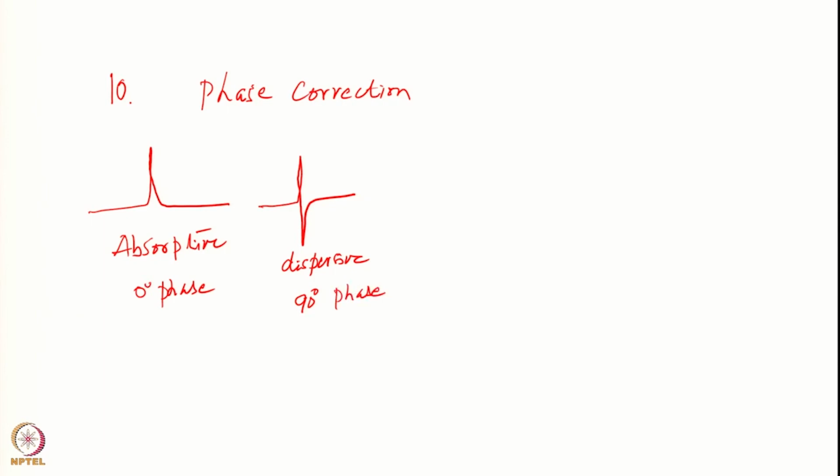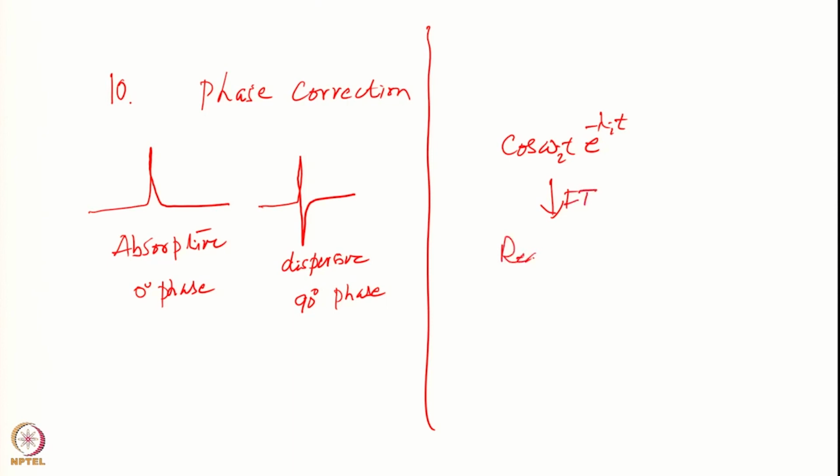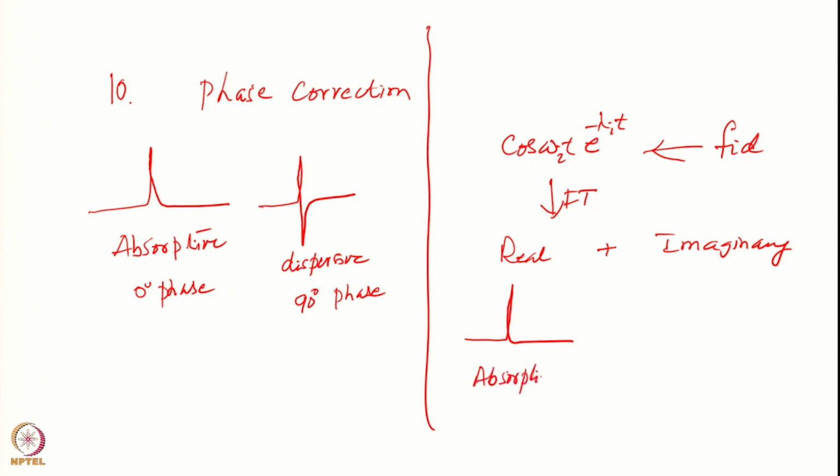In FT-NMR we collect the data as, let us say, cosine omega I t e to the minus lambda I t. Suppose we have the signal which is like this. When you Fourier transform this, it generates two components, the real component and the imaginary component. The time domain function is my FID. If the FID is like this, the real part will have a pure phase absorptive signal, and the imaginary part will have the dispersive component.